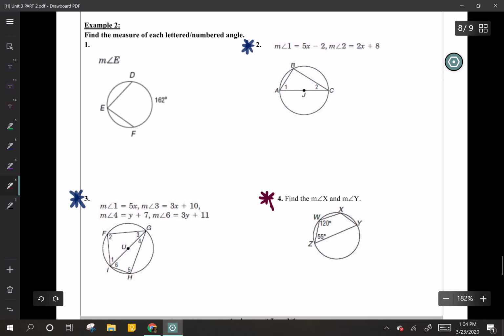So in example 2, these example problems say find the measure of each lettered or numbered angle. In number 1, we actually have to use the inscribed angle theorem, which just tells us I have to find the measurement of angle E. That's just me doing 162 divided by 2, which gives us 81 degrees.